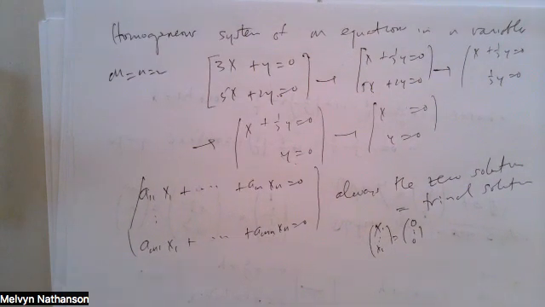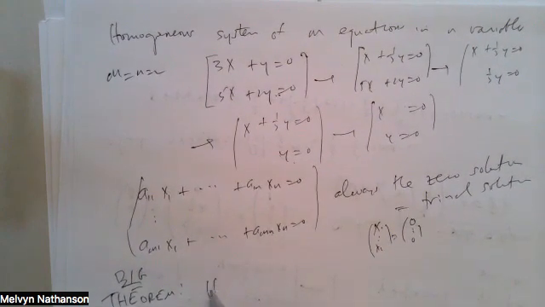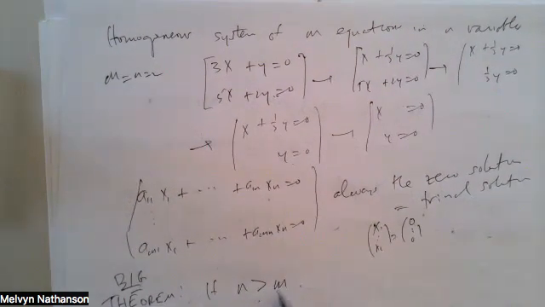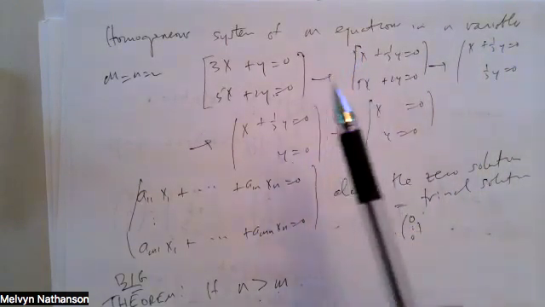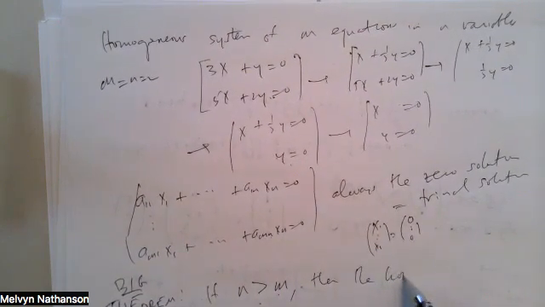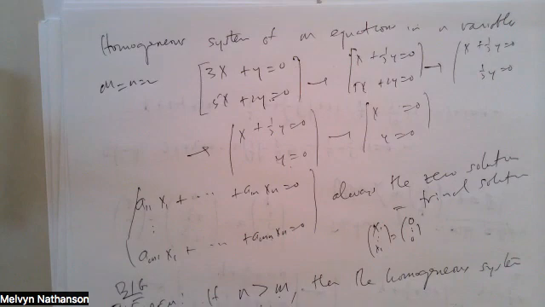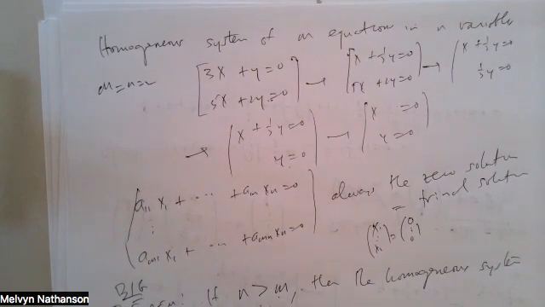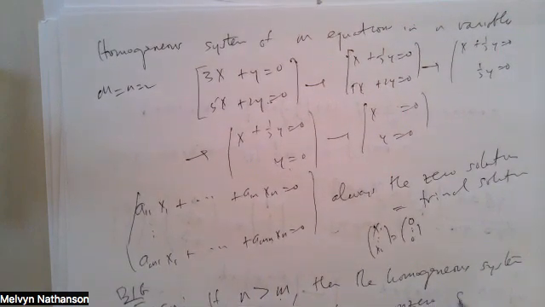And the very big theorem says the following. I'll call this the big theorem. If there are more variables than equations, if n is bigger than m, n is always the number of variables in the system. m is always the number of equations in the system. If n is bigger than m, then the homogeneous system of equations has a non-zero or non-trivial solution.